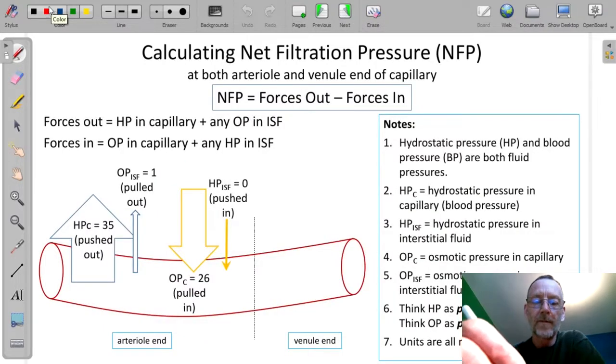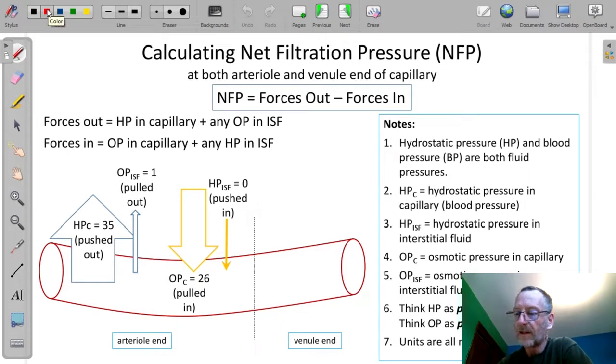So let's go through the notes on the right first. It's sort of the alphabet soup of abbreviations. Hydrostatic pressure and blood pressure, they're both fluid pressures. So we'll just stick with hydrostatic pressure so that we don't have to distinguish between plasma pressure and interstitial fluid pressure. We'll just talk about fluid pressure in general as hydrostatic. We could be in the blood or we could be in the interstitial spaces. So that's our HP, our hydrostatic pressure.